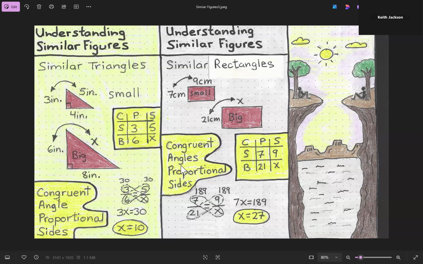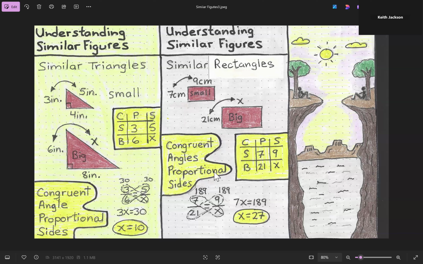Okay, let's go on to the second big example in which we're going to compare two similar rectangles. The dimensions of the small rectangle will be 7 centimeters and 9 centimeters, while for the big rectangle, we have 21 centimeters and unknown centimeters for its length. Again, we're just going to apply our congruent angles and proportional sides to this because we're trying to find the length of the side of the big.